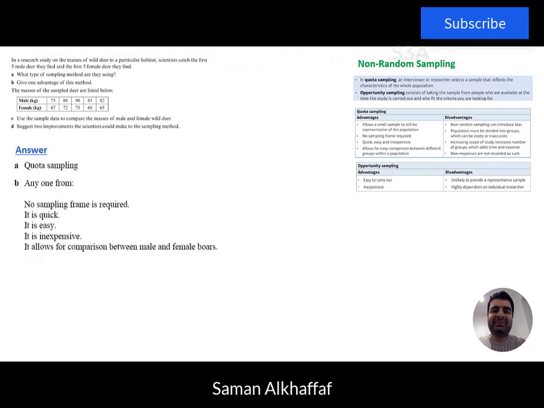So in this scenario, any of the below is an advantage, which is no sampling parameters required. It is quick, it is easy, it is inexpensive, and allows for comparison between male and female deer in this scenario. For part C, use the sample data to compare the masses of male and female wild deer.